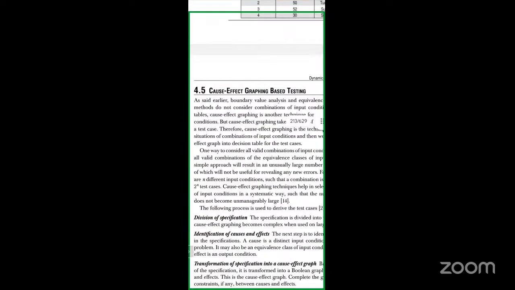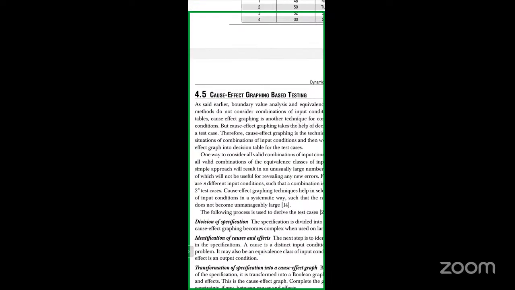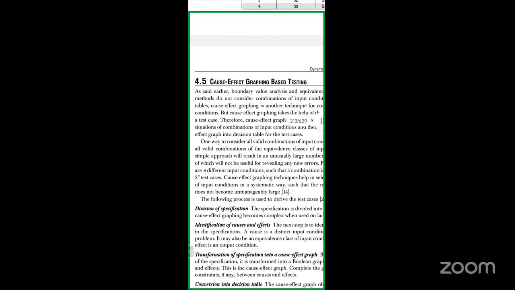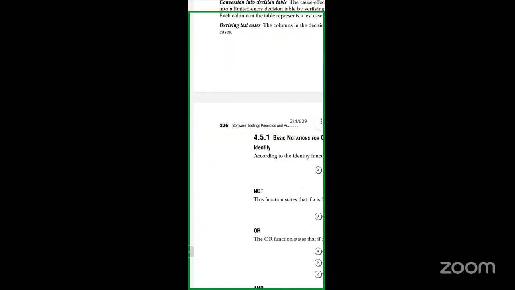Okay. Then we have cause effect graphing based testing. That is, what are the causes of testing and what are the solutions of those testings is our cause effect based testing.